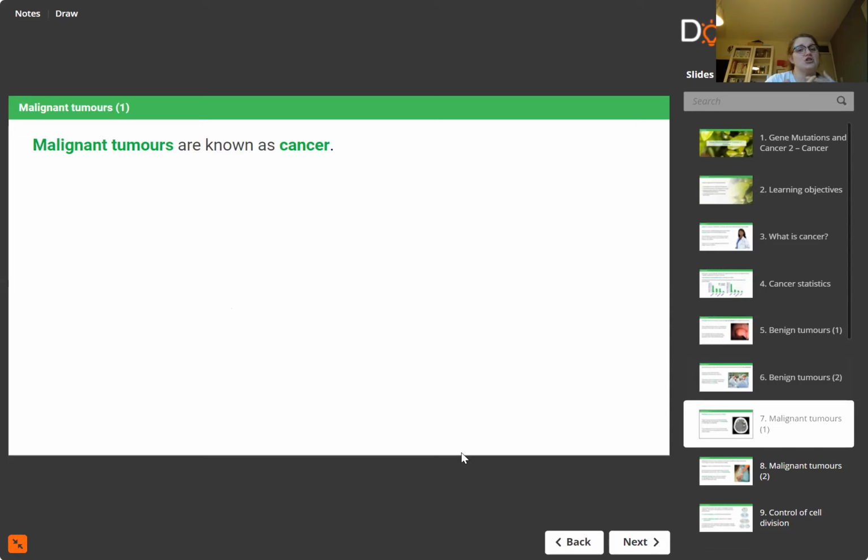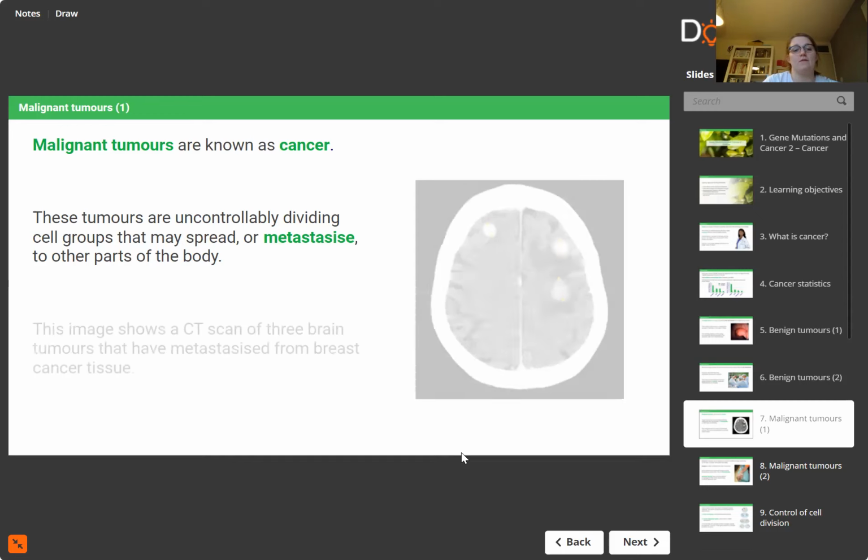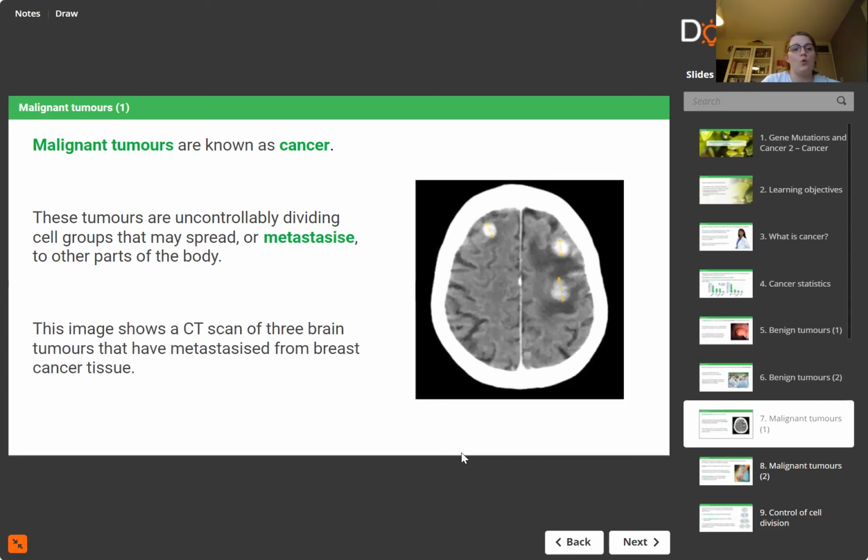Then we have malignant tumours, and these are known as cancer. So when people talk about cancers, these should be classed as malignant tumours. These have the ability to invade other tissue, and they can destroy tissue, and they grow very, very rapidly. These tumours are uncontrollably dividing, and the cell groups may spread or metastasize to other parts of the body. They don't always, but they can. And if we leave them, they often will.